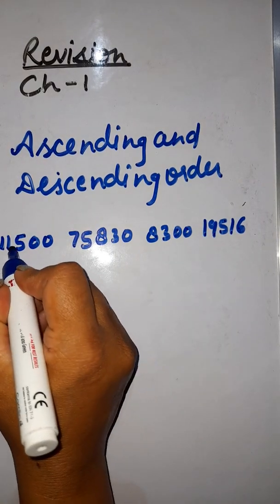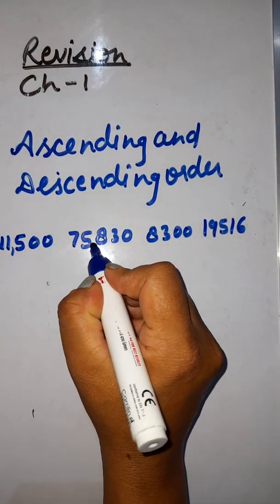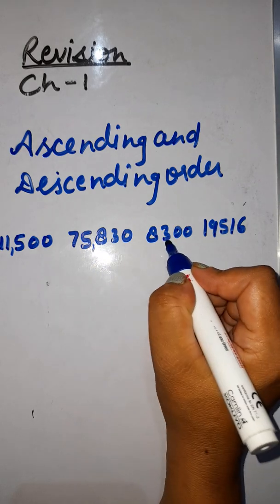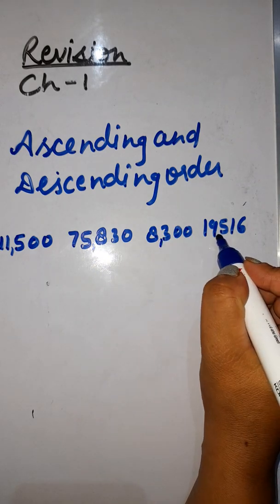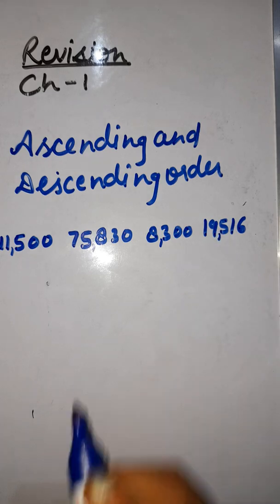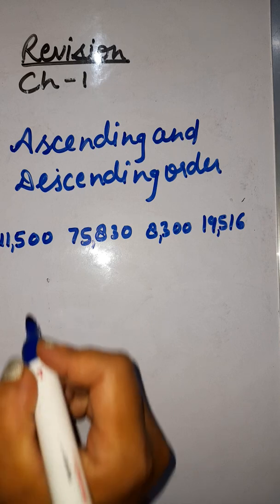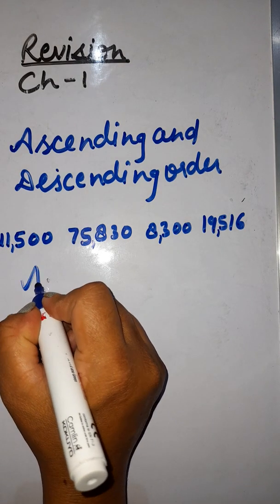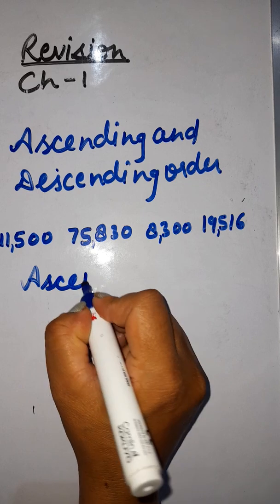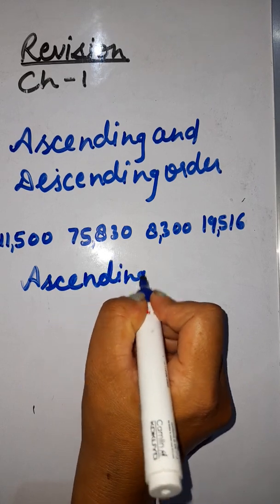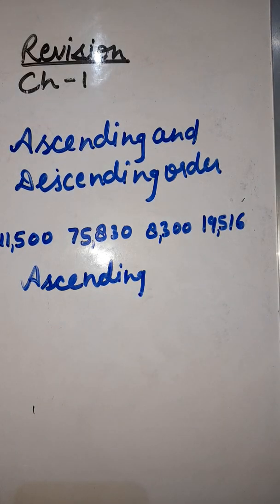Okay, so let's take some numbers here: 11,500, 75,830, 8,300, 19,516. We have to arrange these numbers in both ascending and descending forms. So first we'll arrange the numbers in ascending order. What is the meaning of ascending order? We have to arrange the numbers in increasing order, from the smallest to the greatest.